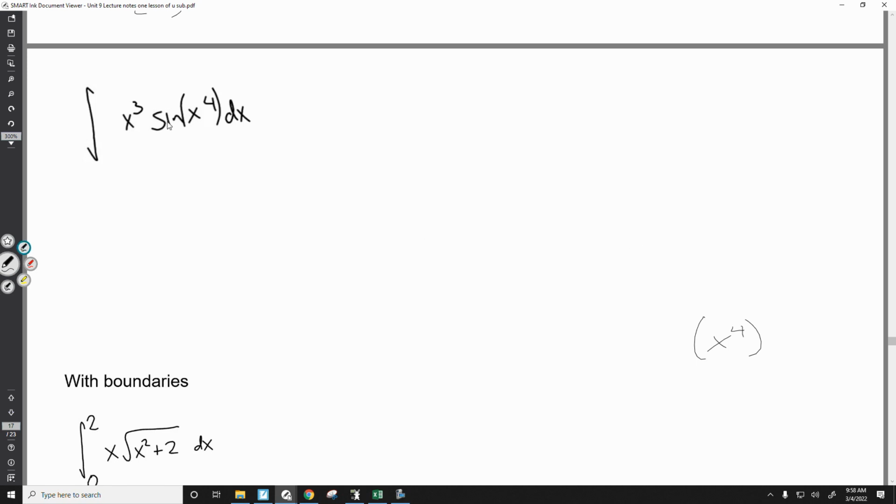I'm going to see sine x to the 4th is the composition. I'm going to take the antiderivative of the outside of the composition. I get negative cosine. I think about the derivative of this, and it's going to be positive sine x to the 4th, but then times 4x cubed. Oh, there's an x cubed. I don't want the 4, which is why I need a 1/4.